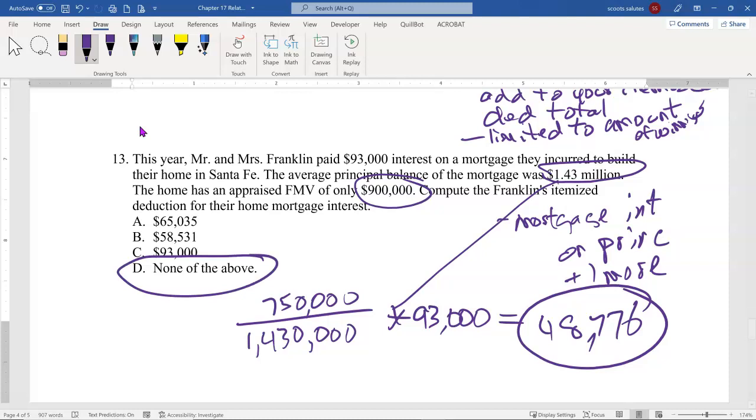So notice that's actually none of the above. If you had done it using the 1 million, I want to say it actually worked out to A, but that is if you assumed it was before. But we're going to use the current $750,000. So the amount you can add to the rest of your Schedule A numbers would be $48,776.